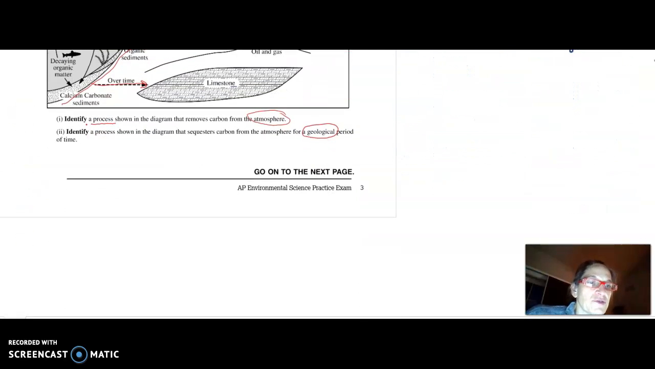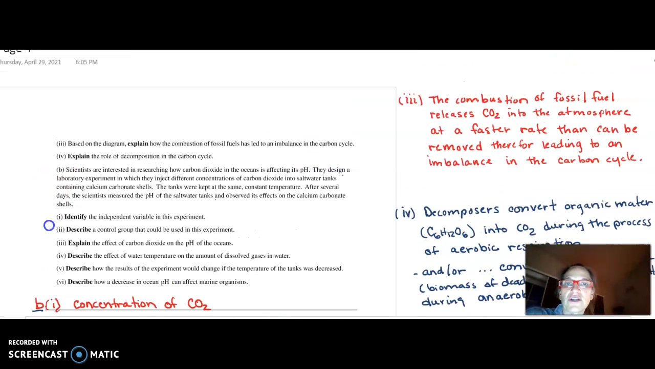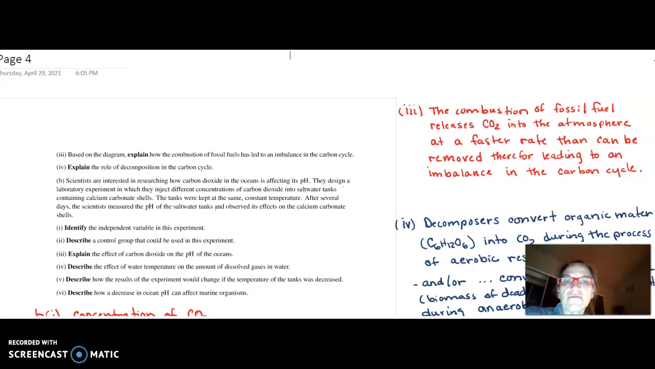If we go to the next question, go to the next page. Question 3 is right up here. Based on the diagram, explain how the combustion of fossil fuel has led to an imbalance in the carbon cycle. This really comes back to your understanding of the idea of a modern carbon, which really doesn't disrupt the formation or the carbon cycle, as opposed to combusting fossil fuels, which have taken a long time to form.